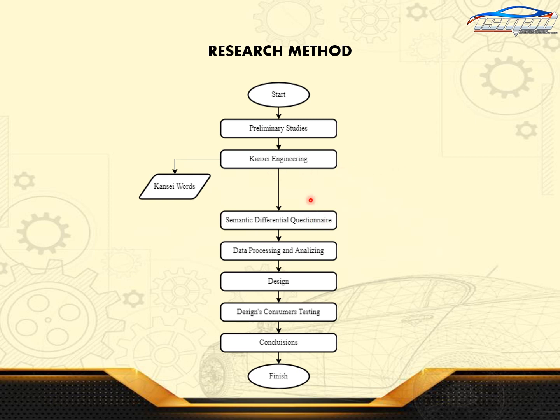Next, we use the semantic differential questionnaire. This step is between two poles, and there are several points that the respondent can choose according to their preference. So after the Kansei words have been determined, the semantic differential questionnaire is used as the tool for filling out the questionnaires.